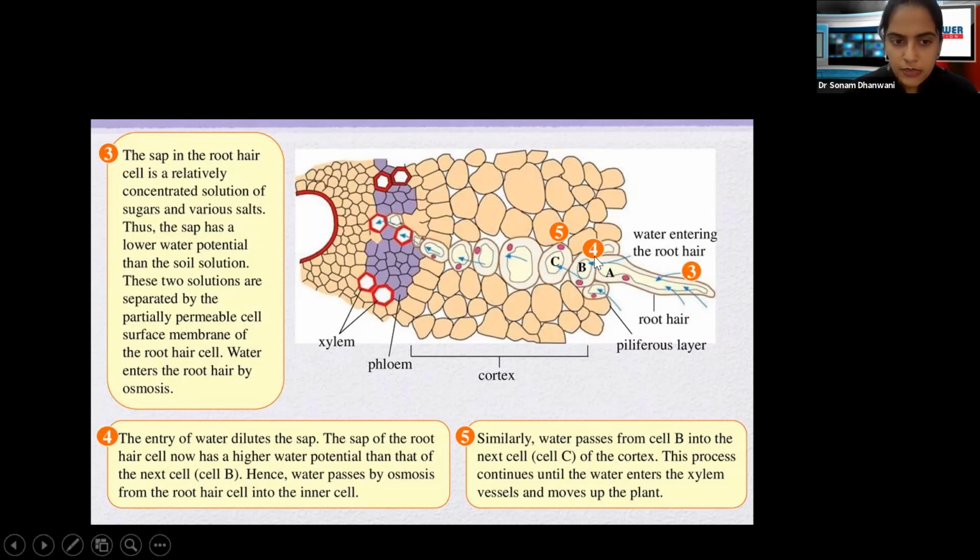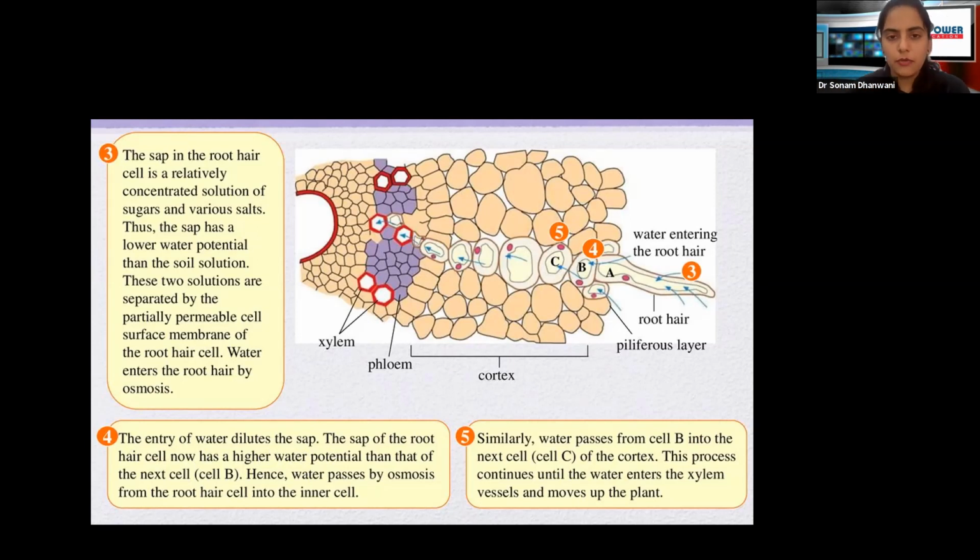Okay, fourth labeling is here. Now what are we talking about? Here I'm reading this. The entry of water dilutes the sap. Of course, अंदर already कम है, बाहर से और पानी आ रहा है, तो अंदर का जो sap है that is going to get completely diluted. अंदर के जो salt, sugars, everything, whatever is there is going to get diluted because more and more water is entering via osmosis. The sap of the root hair cell now has a higher water potential than that of the next cell.